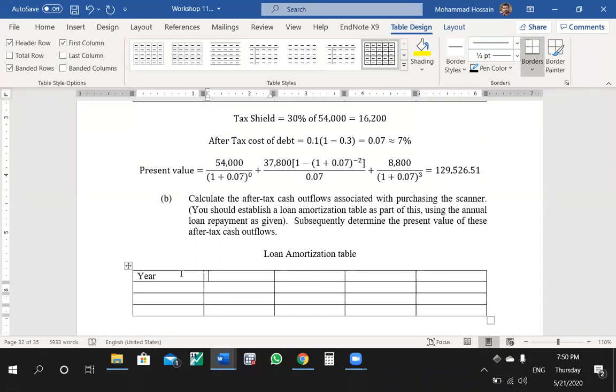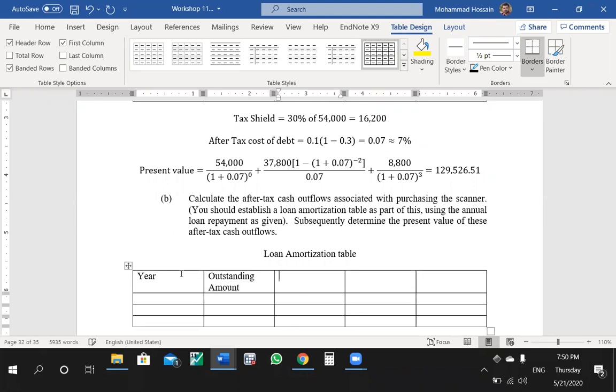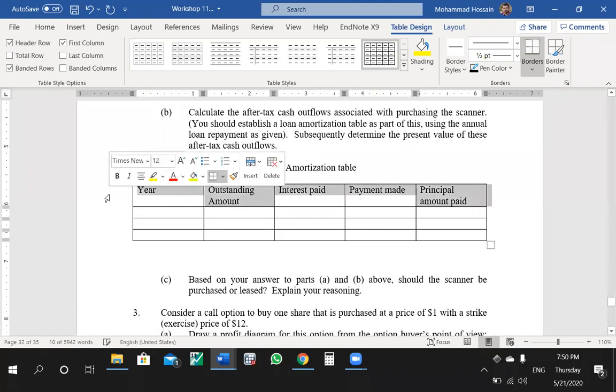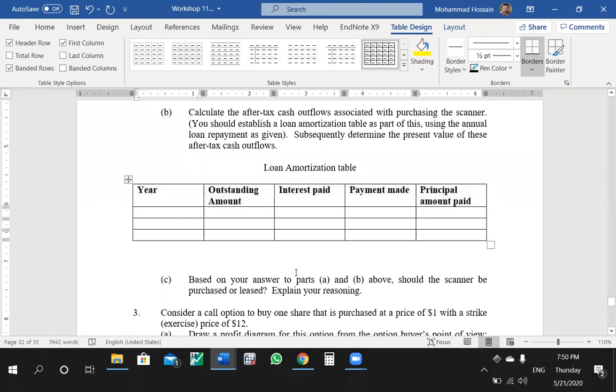Here, outstanding amount, interest rate, payment made, and principal amount. This is the amortization table. Okay, for year 1, 2, 3 years.